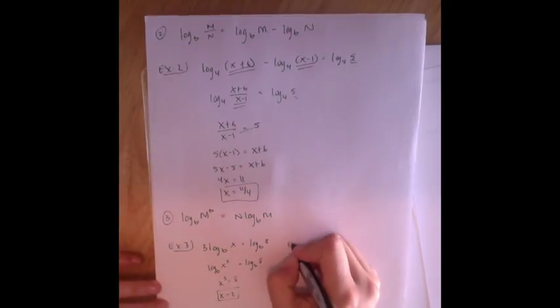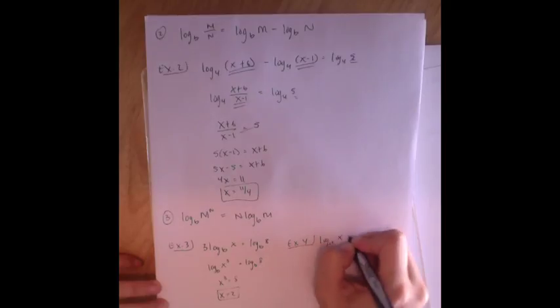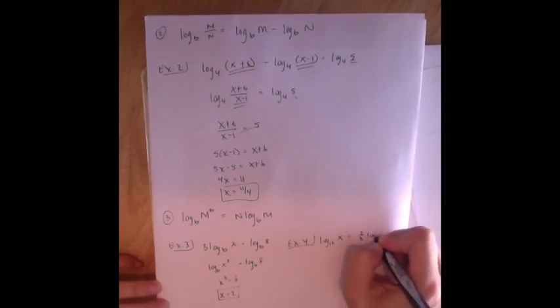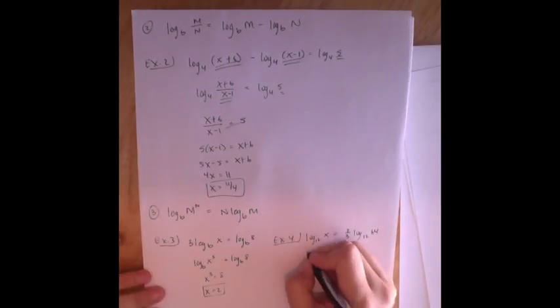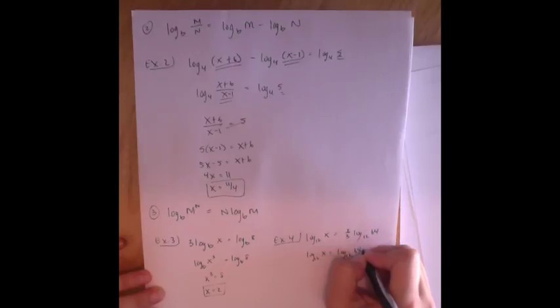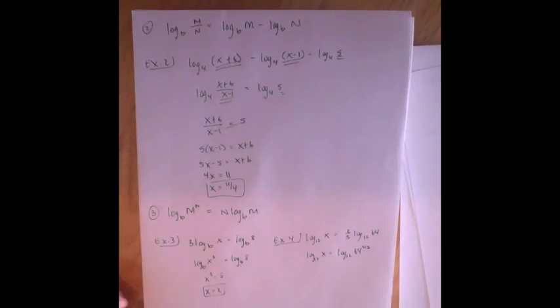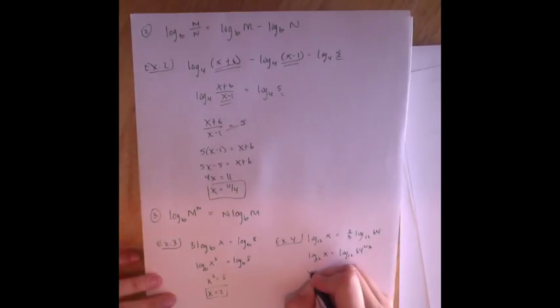Okay, let's do another example. If I have the log base 12 of x equals 2/3 the log base 12 of 64, I can rewrite this so I get the log base 12 of x equals the log base 12 of 64 to the 2/3. Okay, so here I can get x equals 64 to the 2/3.